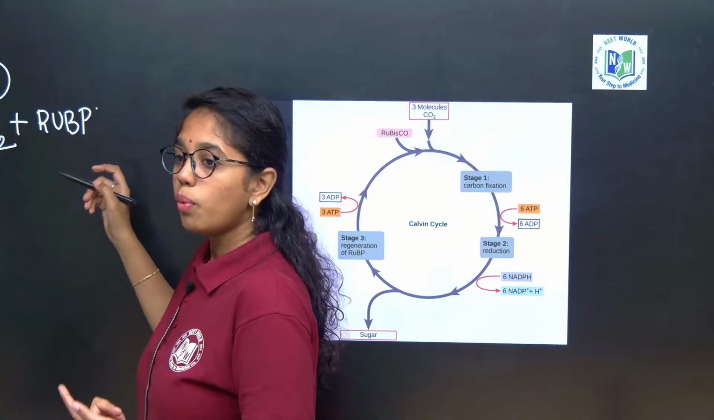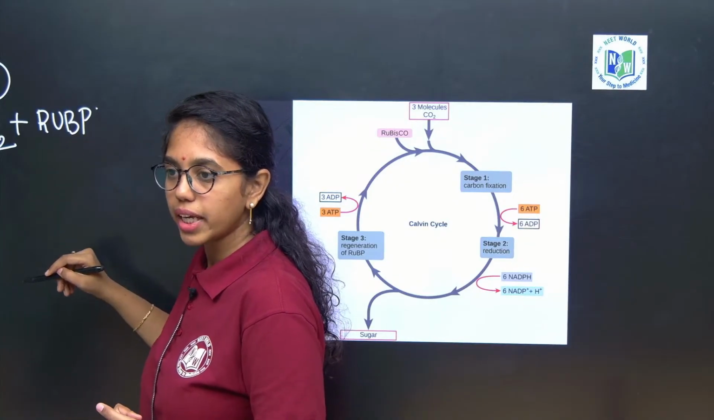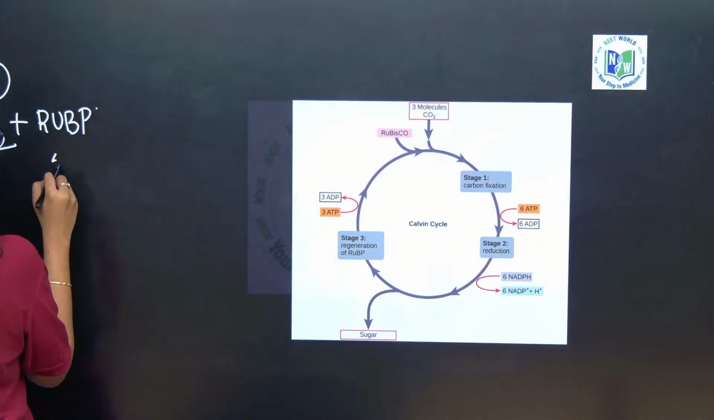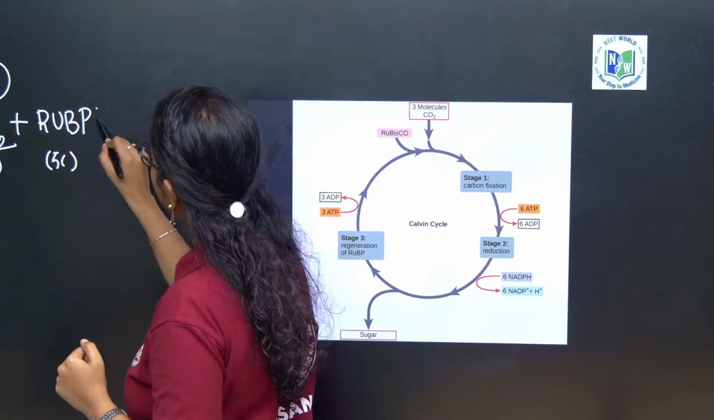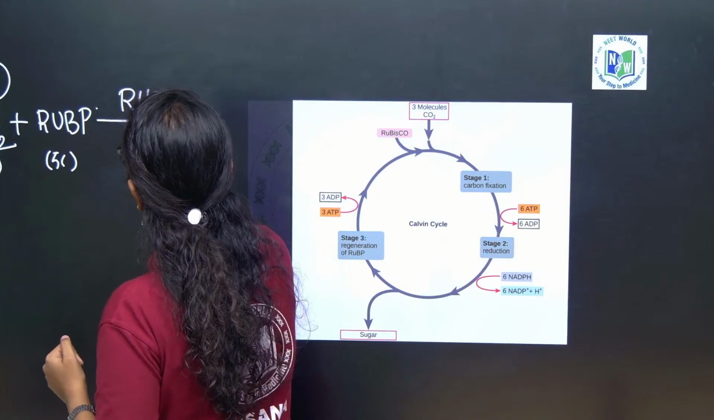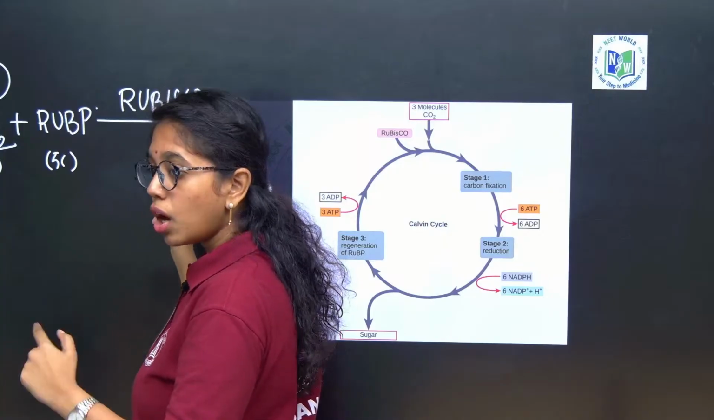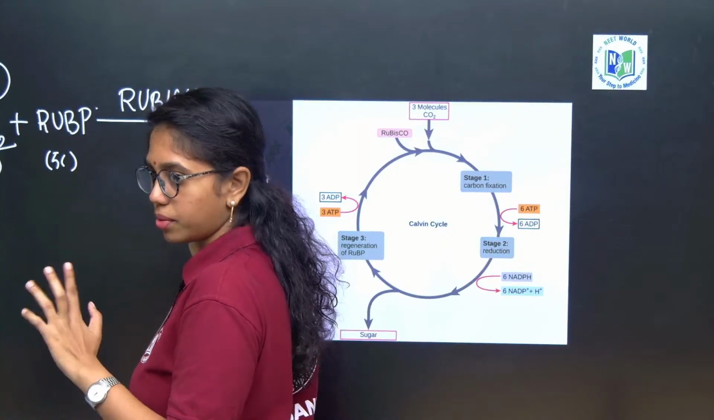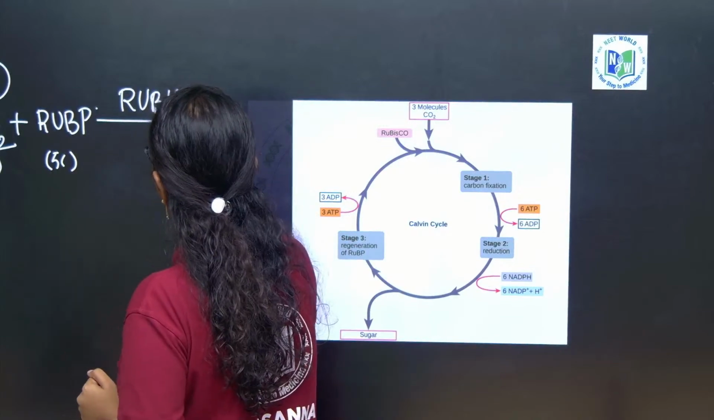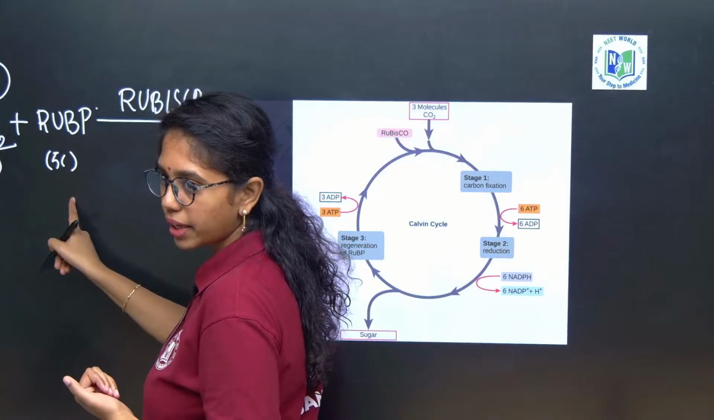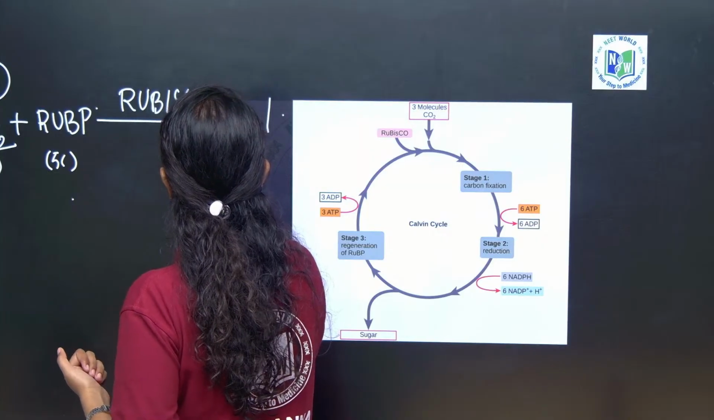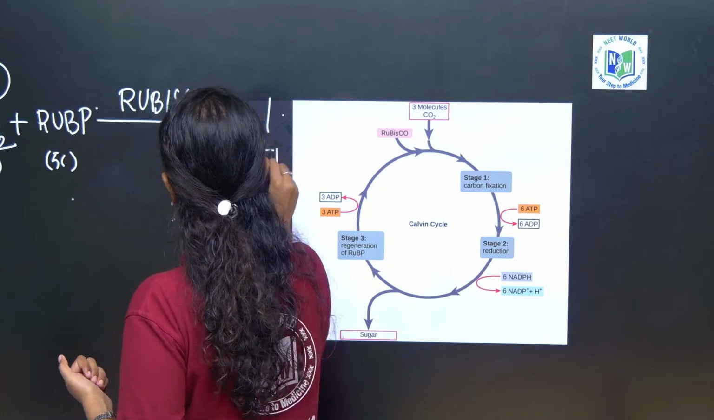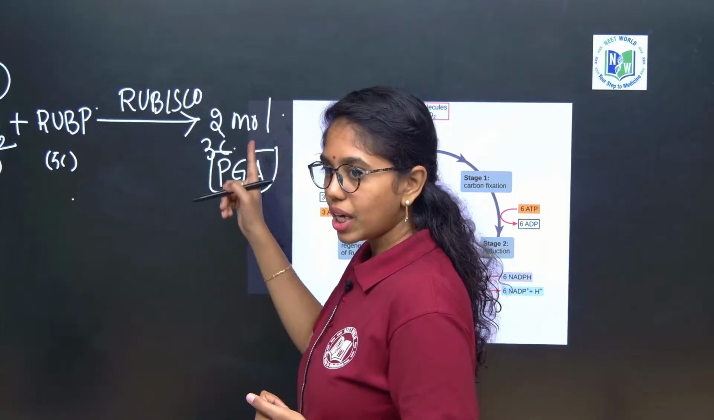In the C3 cycle, what is the primary acceptor of carbon dioxide? RuBP. RuBP is a 5 carbon compound, and carbon dioxide is a 1 carbon compound. In the presence of the world's most abundant protein, that is rubisco, carbon fixation or carboxylation takes place. This is totally 6 carbons, right? So, 2 molecules of the 3 carbon compound phosphoglyceric acid are formed.